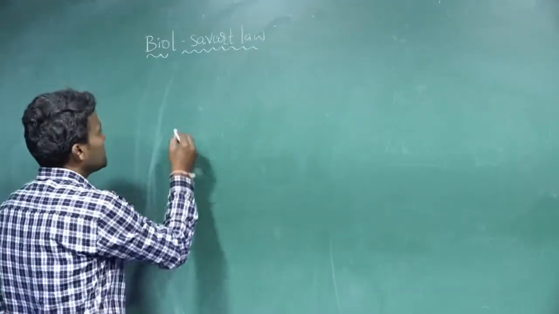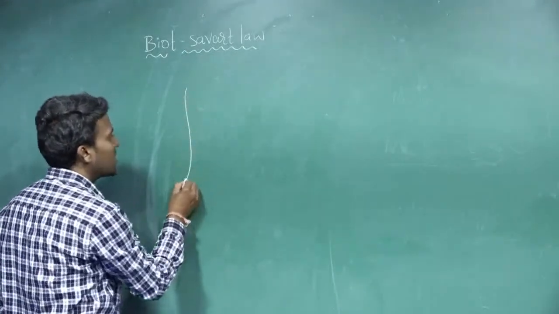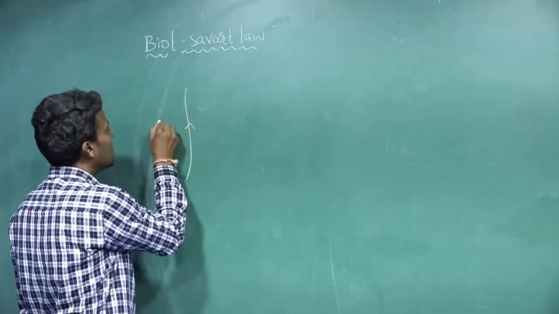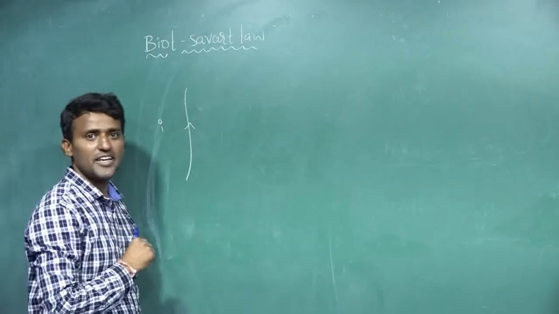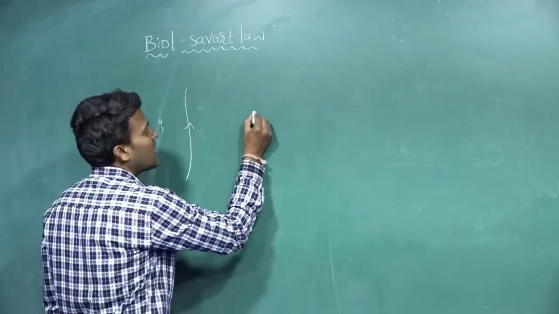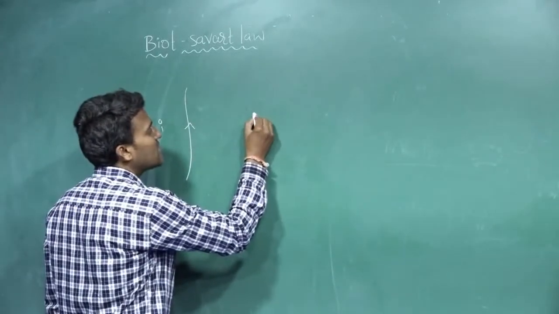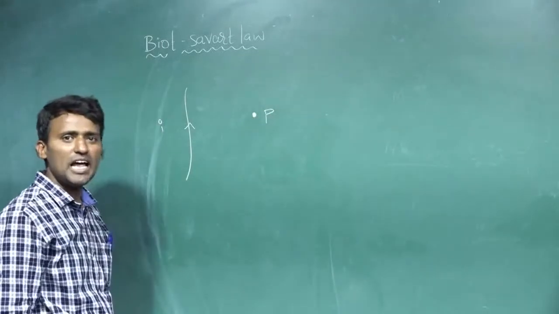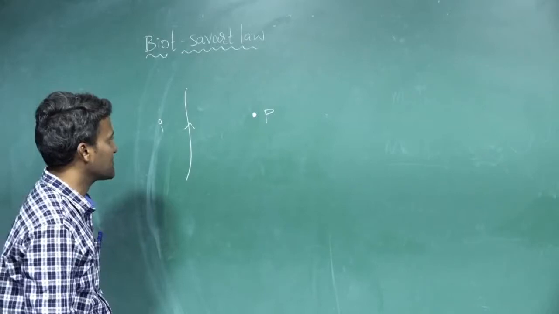See here, I am taking one current carrying conductor. The current in the conductor is I. We are calculating the magnetic field at a point P.